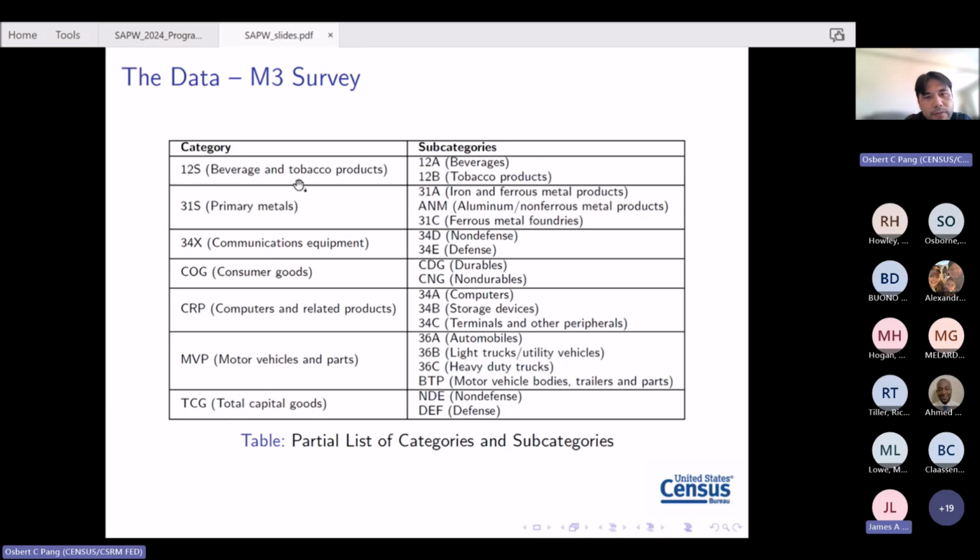So 12S is beverage and tobacco products, which is split into 12A, beverages, and 12B, tobacco products. Consumer goods over here gets split into durables and non-durables. Computers and related products can be obtained by summing computers, storage devices, and terminals and other peripherals, and so on and so forth. We won't delve into it. There are more than just this, but this is the data structure that we're thinking about.